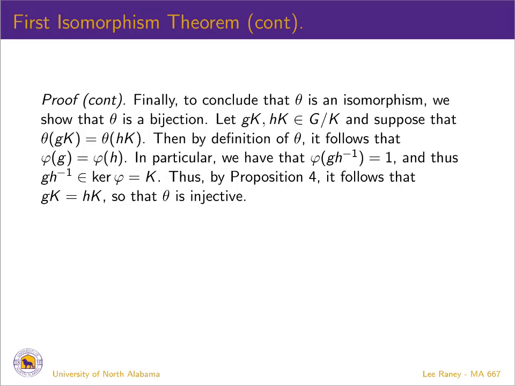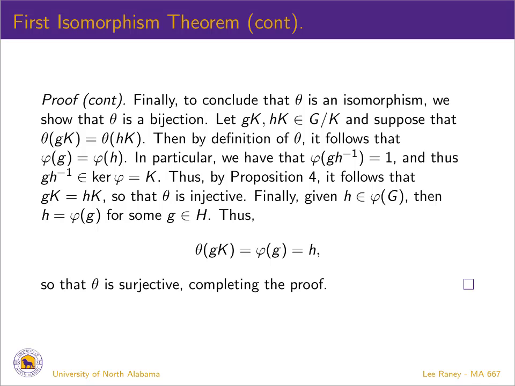And so remember, we had a proposition that said two cosets are equal if and only if a representative of one of them times the inverse of a representative for the other one is in that subgroup. All right, so by proposition 4, since gh inverse is in K, it follows that the two cosets gK and hK are equal, so that theta is injective.